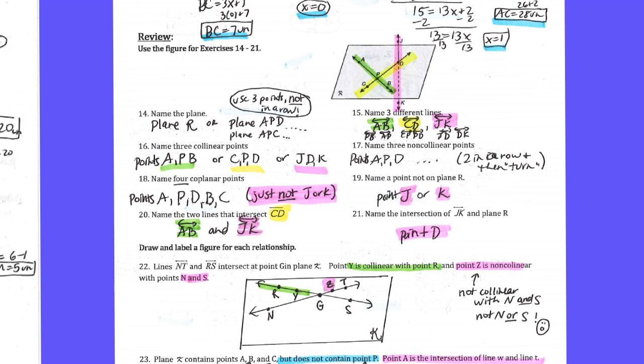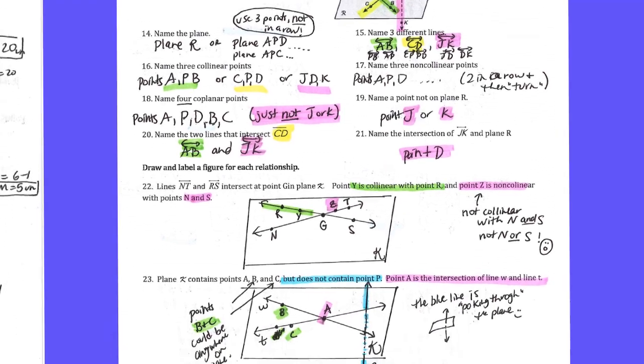Name two lines that intersect at CD. Those are shown. Okay, JK, the pink line, and the green line intersect at segment CD. Where do they intersect? At point D.